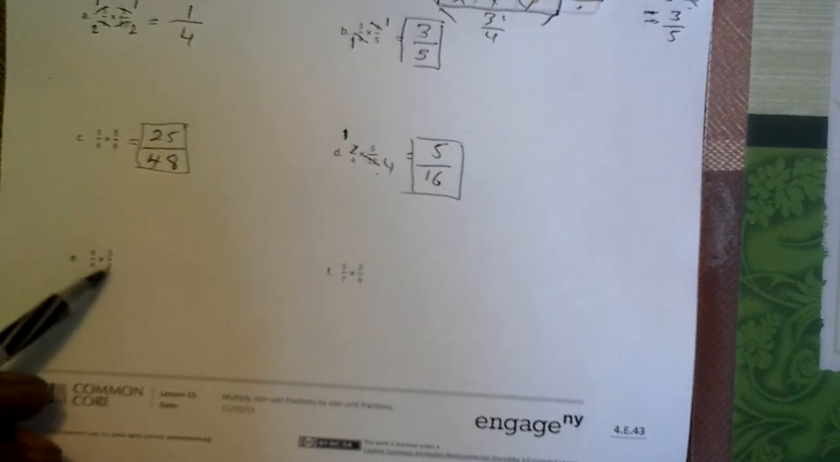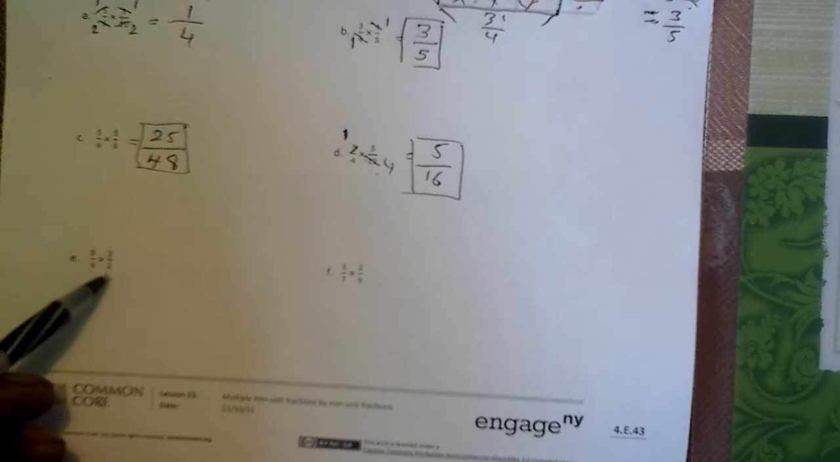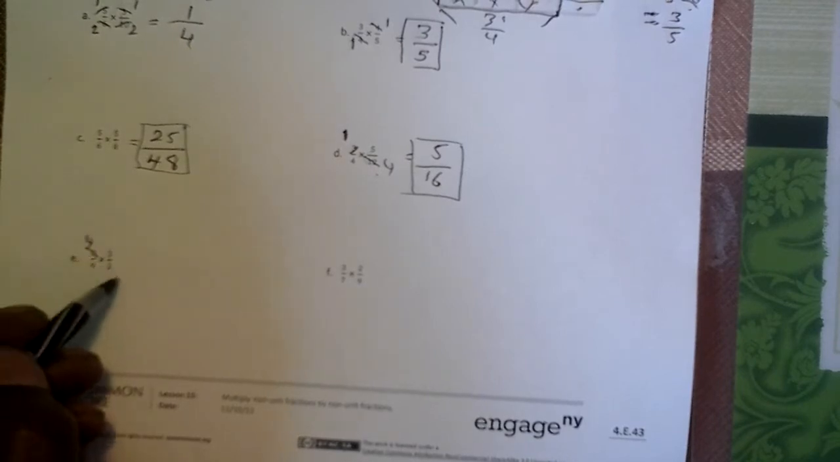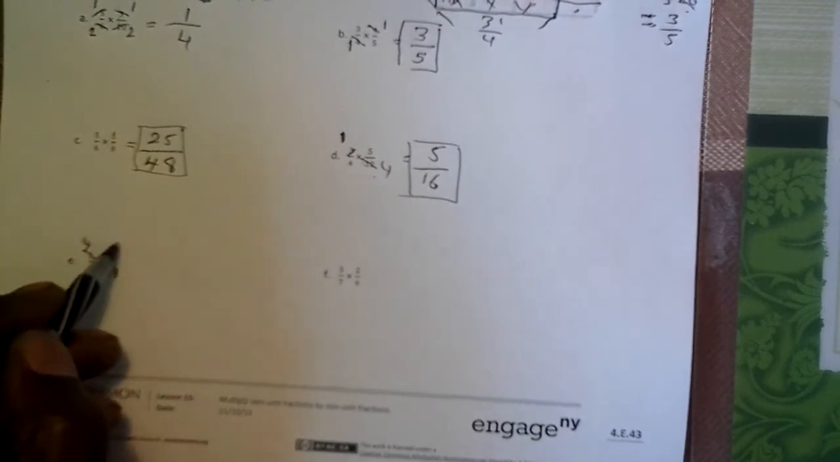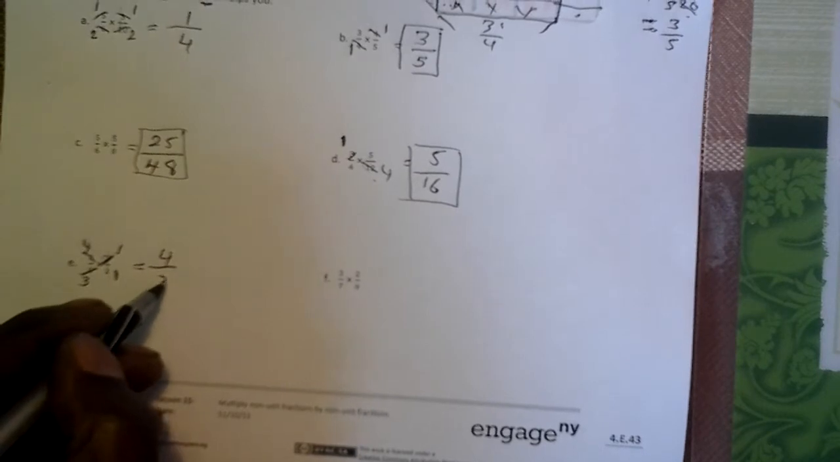So let's look at this factor. Let's see if we can simplify. So 8 and 2 share the same factor, which is 2. So 8 divided by 2 is 4. 2 divided by 2 is 1. And does 3 and 9 share a factor? Yes, they do. So 3 divided by 3 is 1. 9 divided by 3 is 3. So our answer is 4 times 1 is 4 over 3 times 1, which is 3.